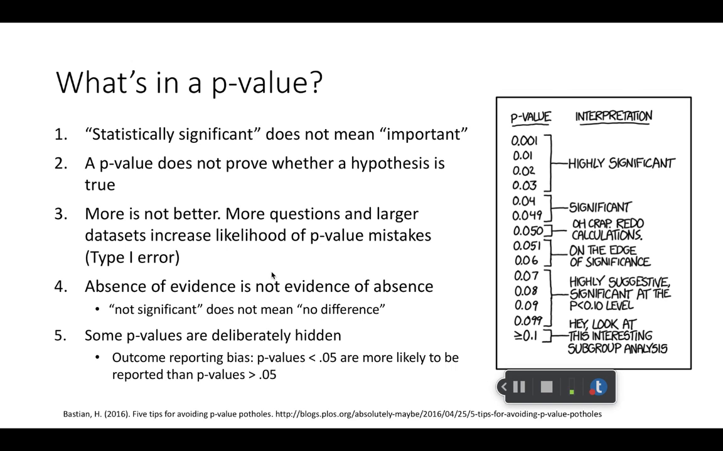Some p-values are deliberately hidden, and this is called outcome reporting bias, which we'll talk about more later. It means that p-values that are less than 0.05 are more likely to be reported, because they're called statistically significant, than p-values that are greater than 0.05. And that is reporting bias on the part of researchers and to a lesser extent on the part of some journals. Okay, that's all for now.